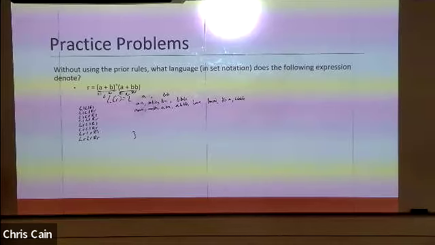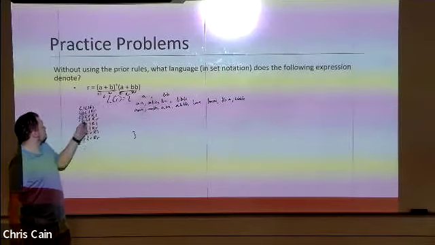Questions on what I did or how that works? You may have an arbitrary number of components or variables.